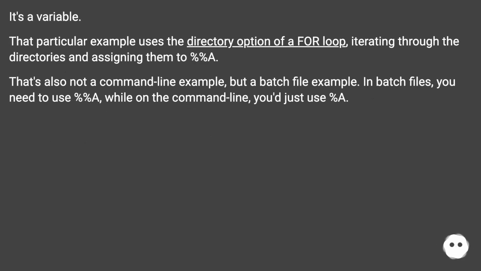It's a variable. That particular example uses the directory option of a for loop, iterating through the directories and assigning them to %%a. That's also not a command line example, but a batch file example. In batch files, you need to use %%a, while on the command line, you just use %a.